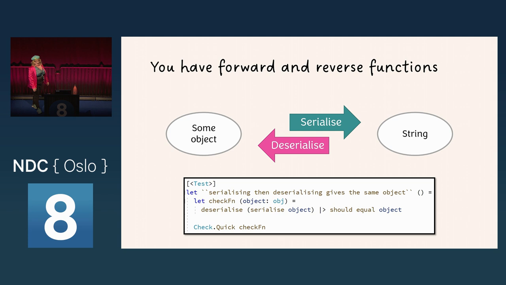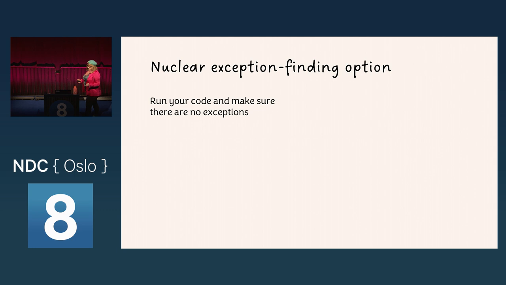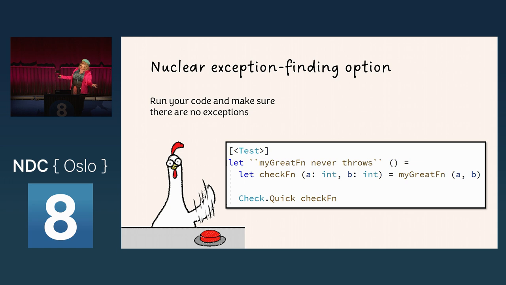Scenario number five. I showed this talk to my company, and this is the one they latched onto the best. Oh, there we go, it's on the screen now. The nuclear exception finding option. Literally run your code and make sure there's no exceptions. Generate inputs, run it, check there's no exceptions. It's so simple. But by adding this, you might find places where there are exceptions. You might go, maybe I should make it handle nulls because I'm not using a strict null checking language. That kind of thing.